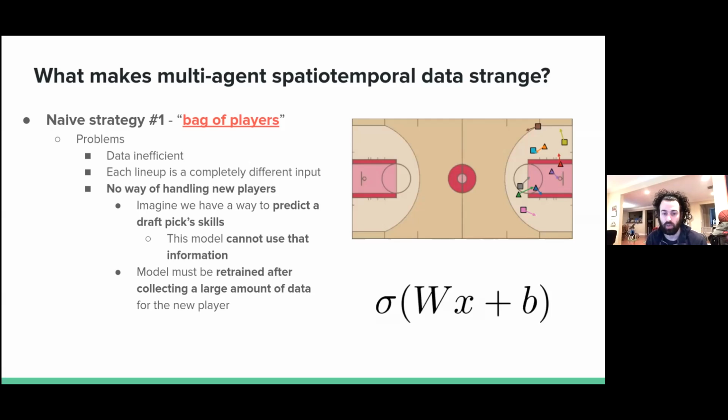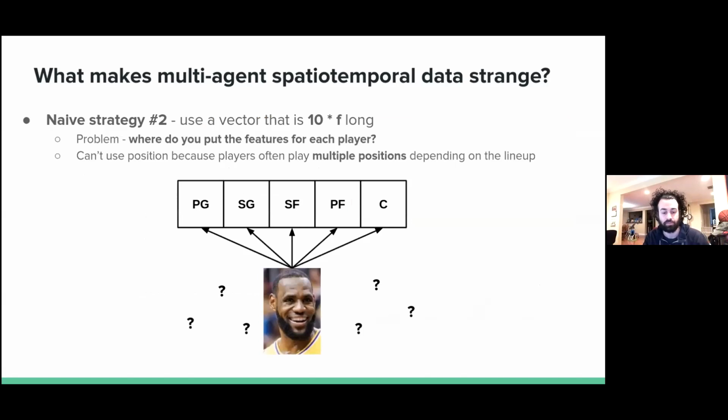And so the only way you can add a new player to this model is you basically have to extend that bag of words vector to have a new slot for this new player and basically gather a bunch of data for that player and then retrain the model. And so this bag of players representation has several issues.